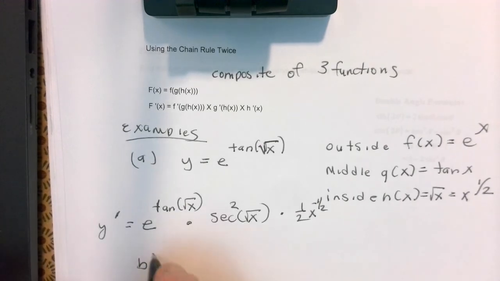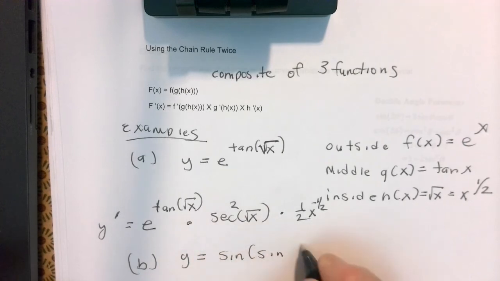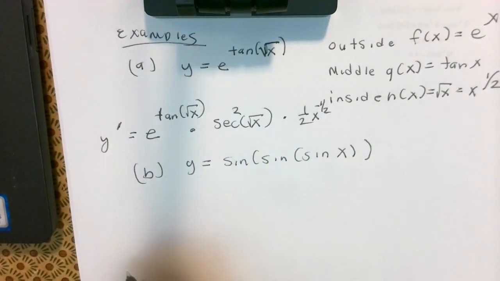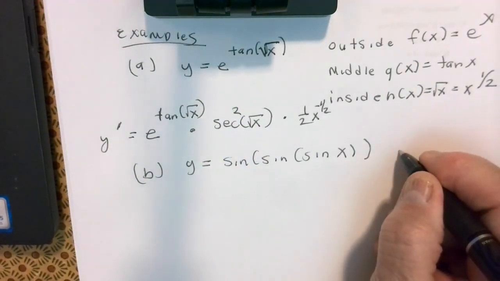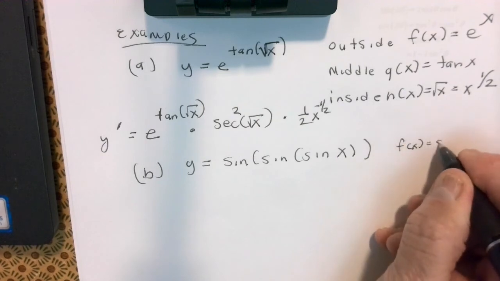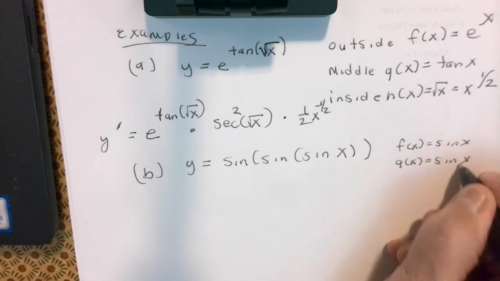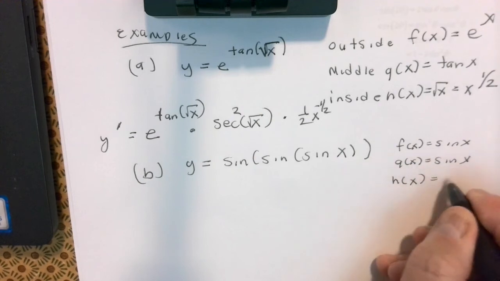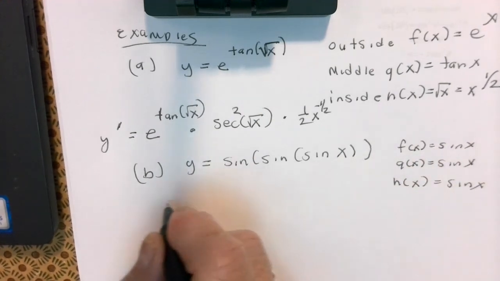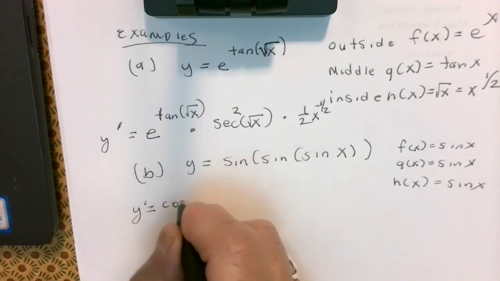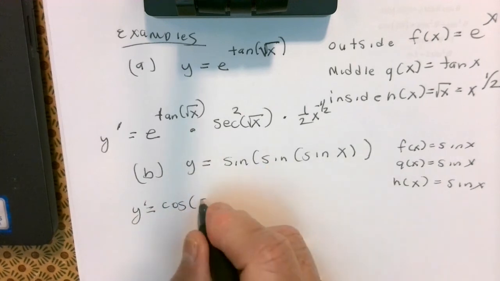And here's one. y equals sine of sine of sine x. Okay, so that's not a product. That is a composite of 3 functions. So the outside sine, the middle sine, and the inside sine x. That's just what it happens to be. So y prime, we're going to do the derivative of the outside sine. So that's cosine, and we leave the inside inside.